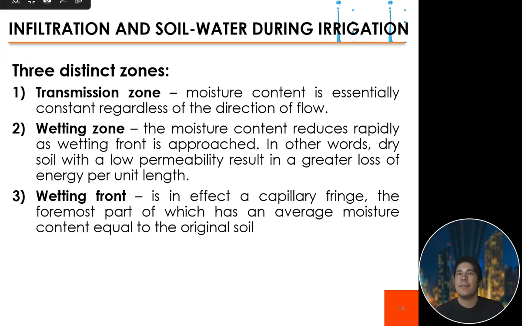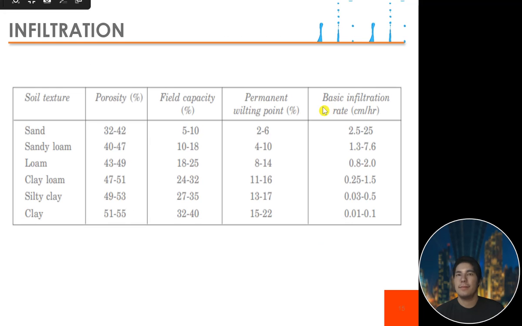So we have these three distinct zones. Nakikita natin doon, we have this transmission zone, in which the moisture content is essentially constant regardless of the direction of flow. In the wetting zone, the moisture content reduces rapidly as the wetting front is approached. In other words, dry soil with low permeability results in a greater loss of energy per unit length. And we have this wetting front, which is in the effect of a capillary fringe, the foremost part of which has an average moisture content equal to the original soil.